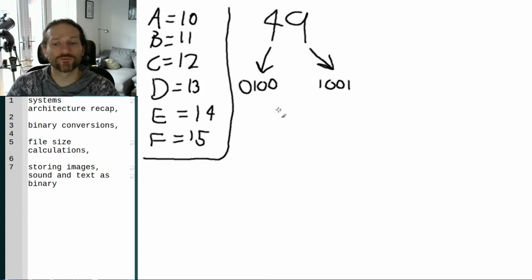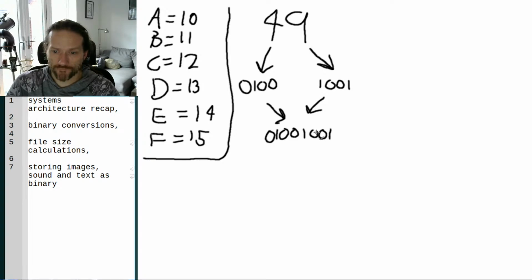Okay, once you've converted those, you just join them back together and you end up with, in this case, 0, 1, 0, 0, 1, 0, 0, 1. So 49 in hexadecimal is equal to 0, 1, 0, 0, 1, 0, 0, 1 in binary. Okay, if we're using letters, let's have, I don't know, should we do, let's do E3.